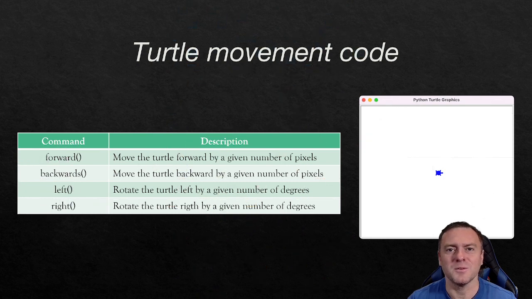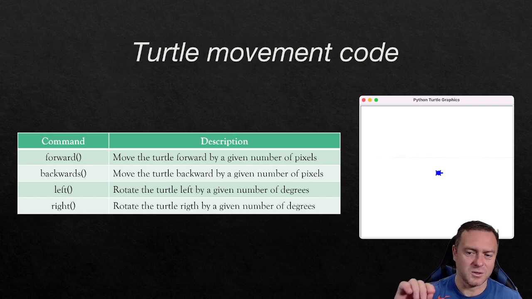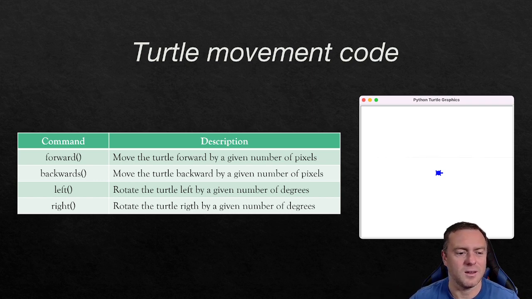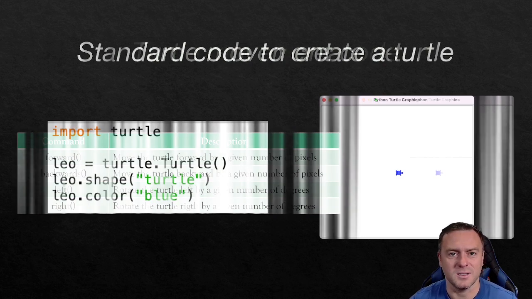To make the turtle move around, we've got four commands we're going to start off with: forwards, backwards, left, and right. Forwards moves a certain amount of pixels. Pixels are how many dots are on your screen. Left and right then change the degrees, so it turns the angular distance.